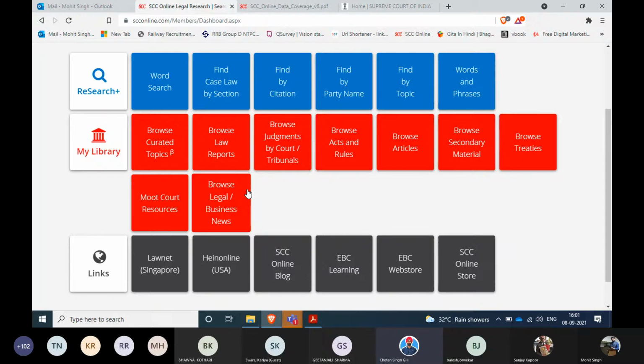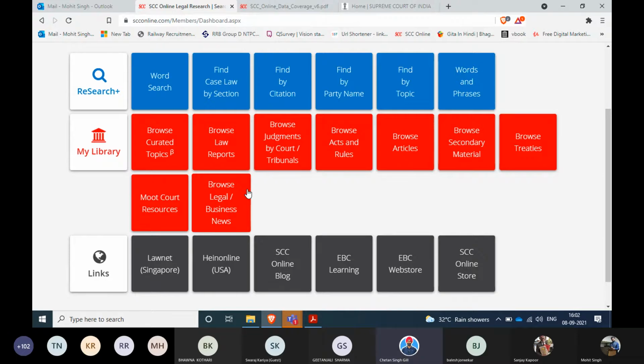Like Mr. Kapoor said, having a database is one thing, but making the software familiar and easier to use is equally important. So now we're going to talk about that. But let's understand why we have these different colors of tiles. We have Research Plus, which consists of word search, find by citation, party name, topic, and others. You'll use these tiles depending on what you have at hand.